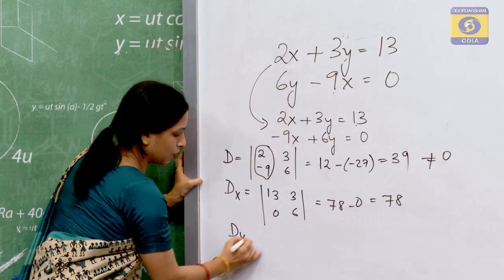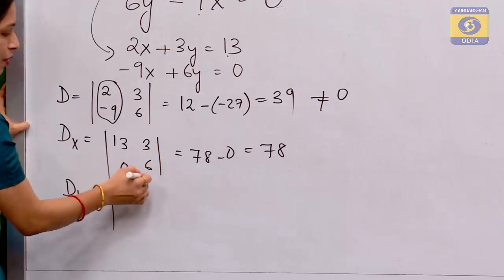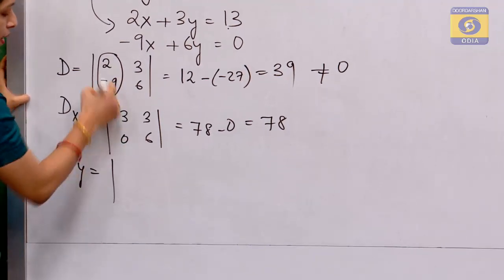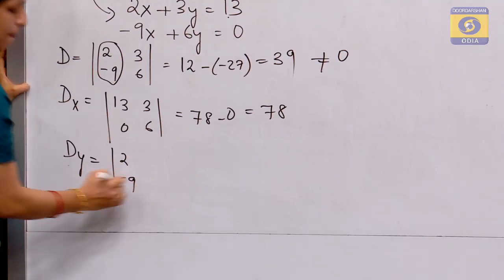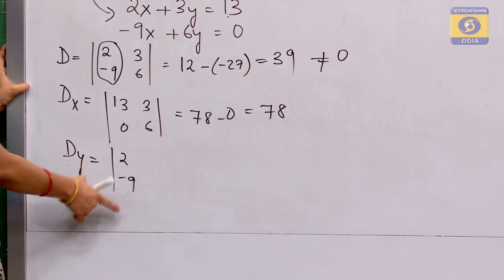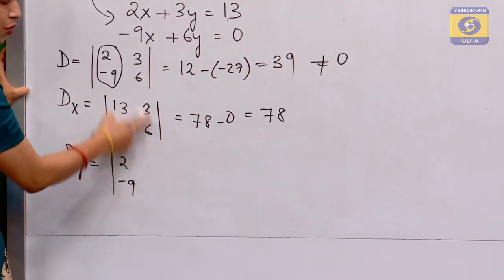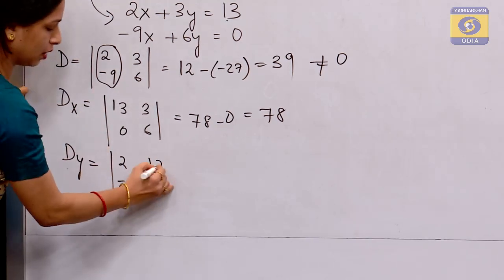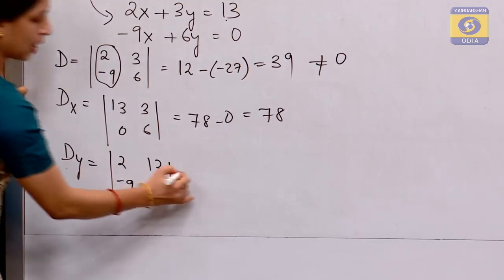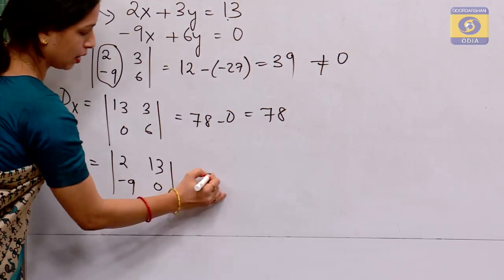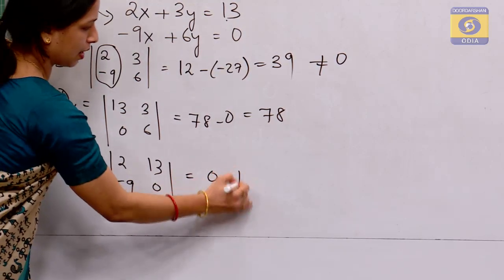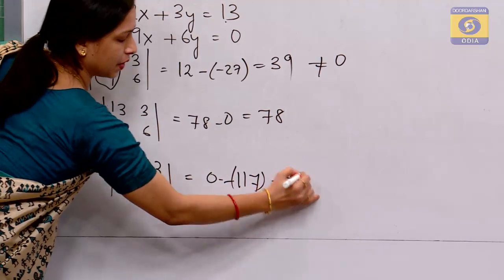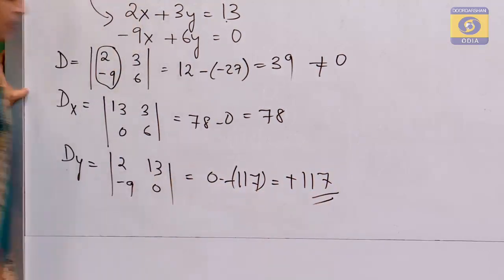dy, what do we do in dy? We substitute the values of y with the known values. So, here the x coefficients remain the same, we have to change the y coefficients. So, 3, 6 will be converted to 13 and 0. So, the answer is 0 minus 117, minus 117. So, this will become plus 117, right.